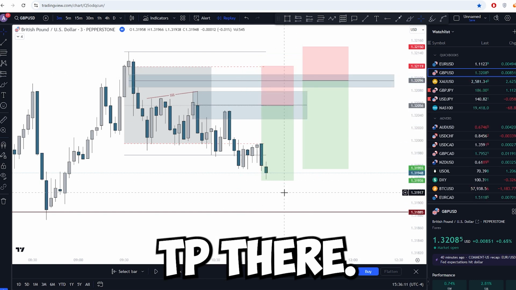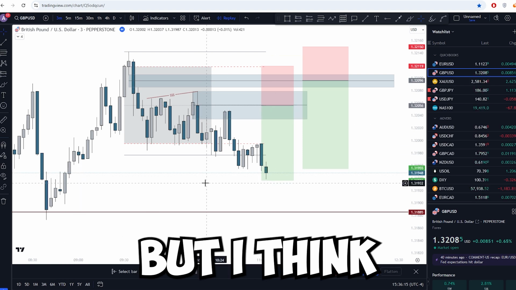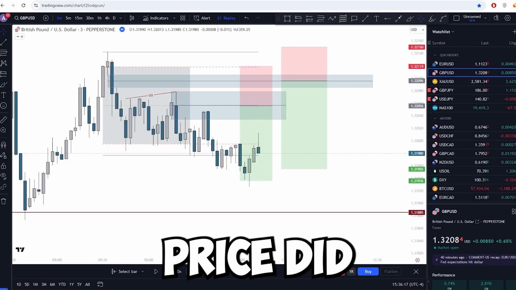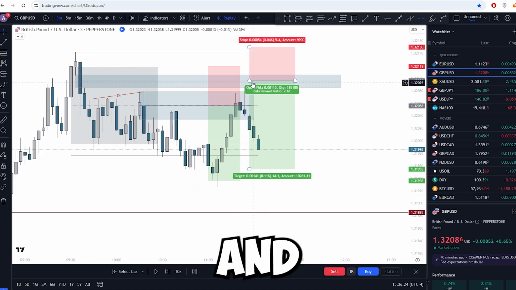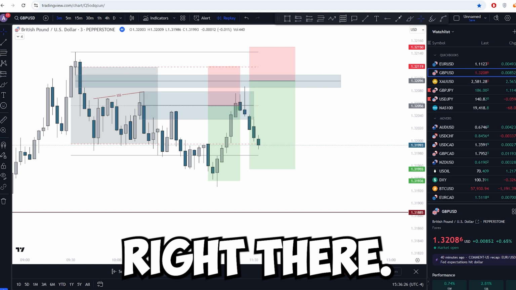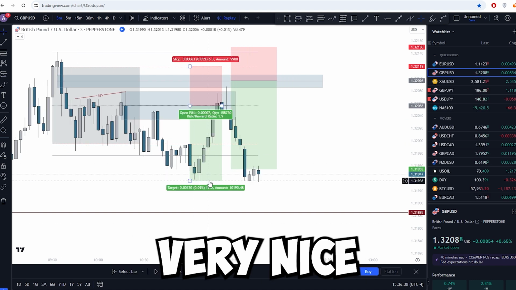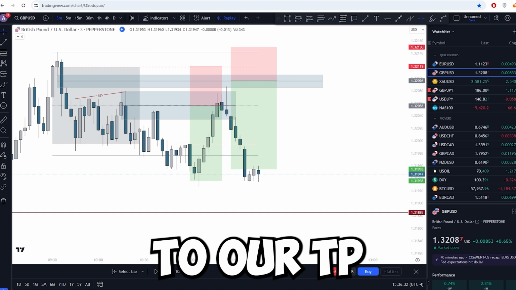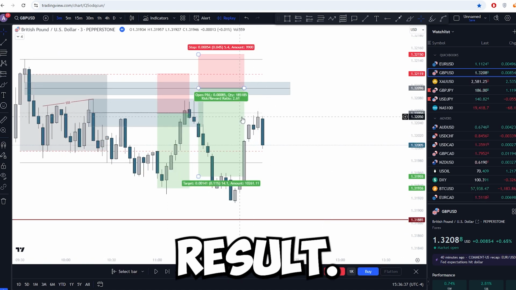I'll put my TP there. We can also target some inefficiencies down here. But I think that's a good level. So let's see what price did. We got a good pullback. We were wicked into a very fast position and it missed our second position right there. Nice drop. Very nice melt into our TP. A good 1:2. I think I was happy with that result.